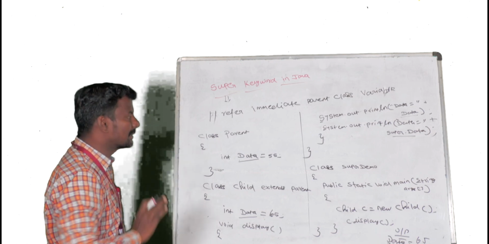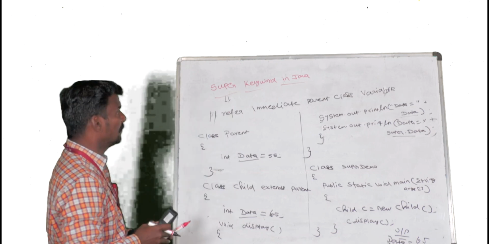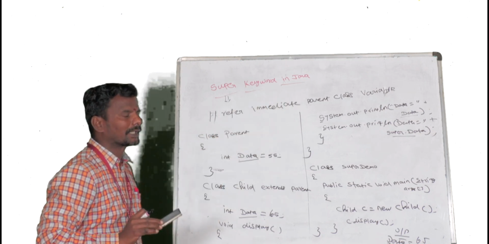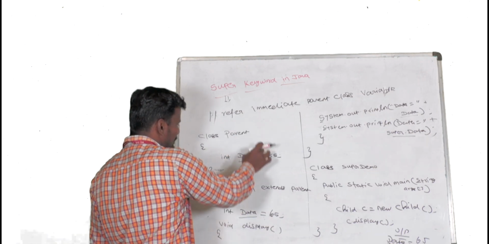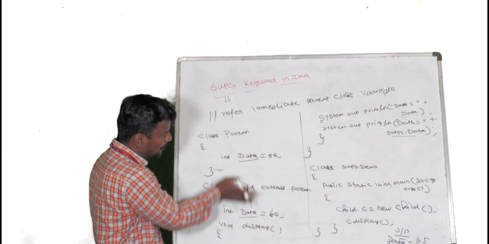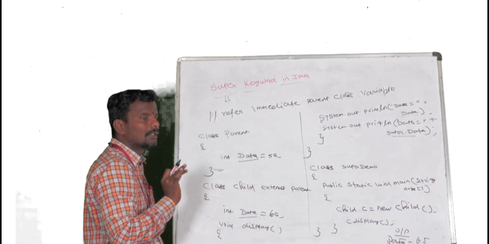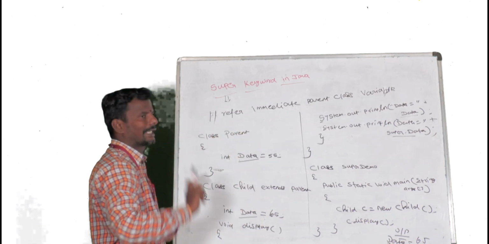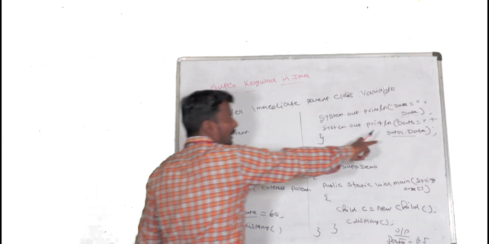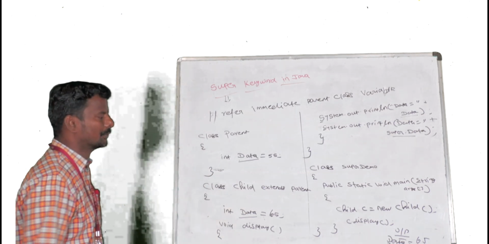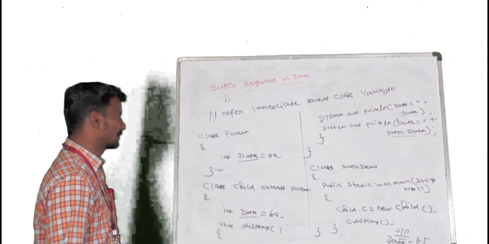Okay, this is the purpose for which we use the super keyword. That is the first usage: the super keyword is used to refer to the immediate parent class variables. The same variable name is used in both the parent class and the child class. When you invoke that variable without the super keyword, it refers only to the child class variable. If you want to refer to the parent class variable also, in these cases we have to use the super keyword. Okay, that is the first usage. Now we will see the second usage. What is the second usage?